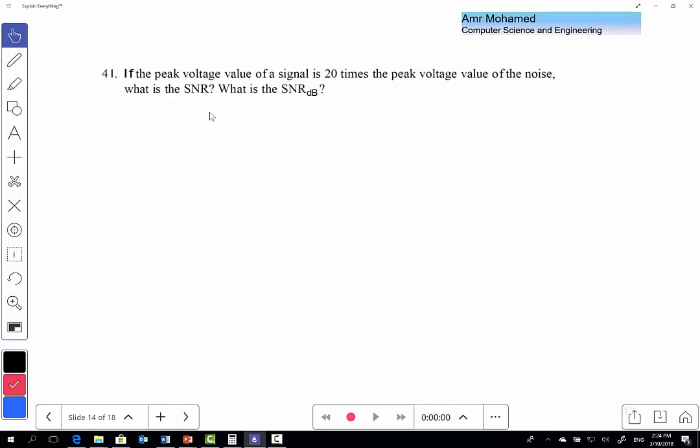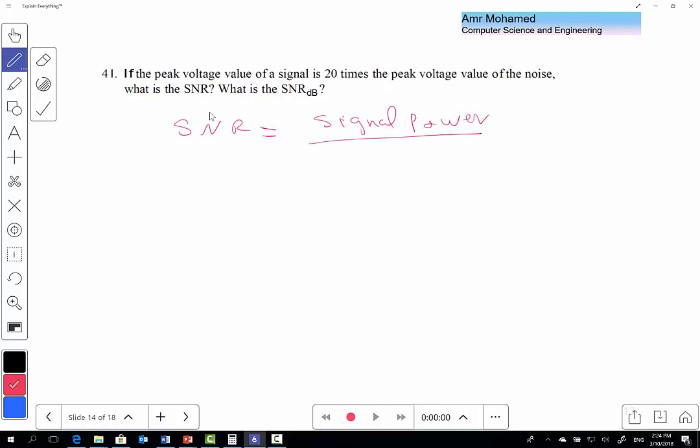Okay, so next. If the peak voltage value of a signal is 20 times the peak voltage value of a noise. All right, so remember, what is the signal to noise ratio? The signal to noise ratio is the signal power divided by the noise power. This is not the decibel. This is the actual signal to noise ratio. Okay, so remember that this is the amplitude, not the power.